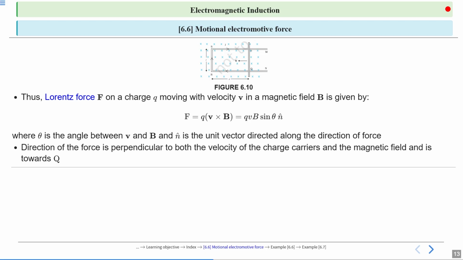Direction of the force is perpendicular to both velocity of the charge carriers and magnetic field, and it's towards Q. You can use the right hand thumb rule to find the direction of the force here. So V cross B, so it is towards Q. So direction of force is perpendicular to both velocity and magnetic field and is towards Q.